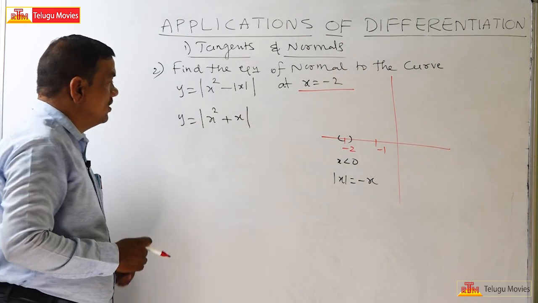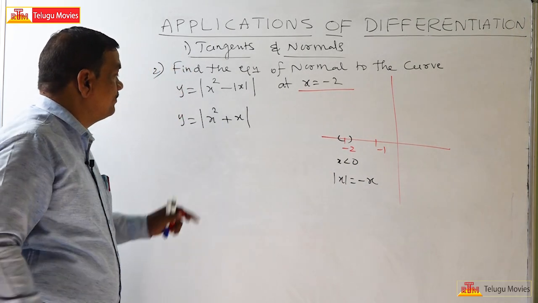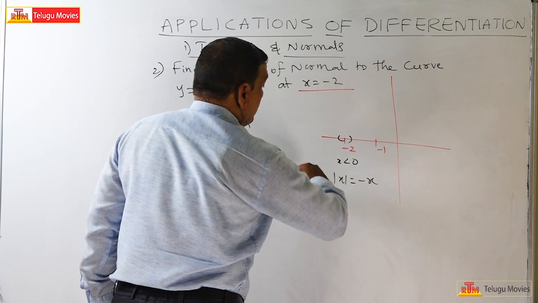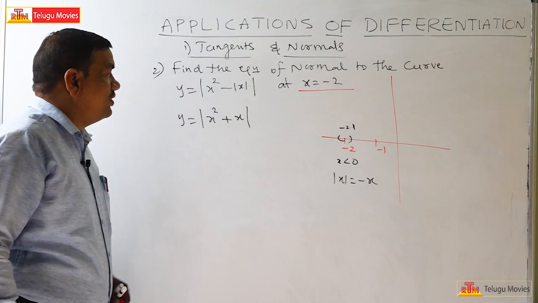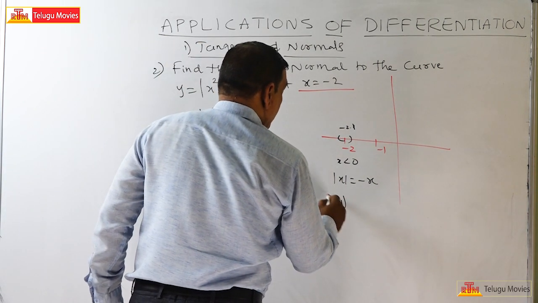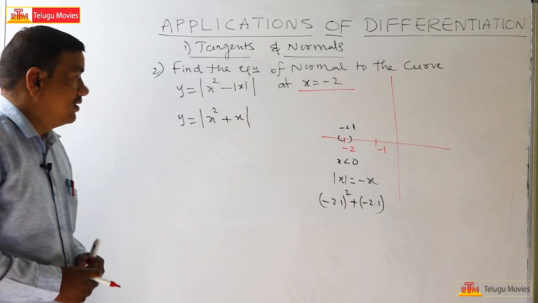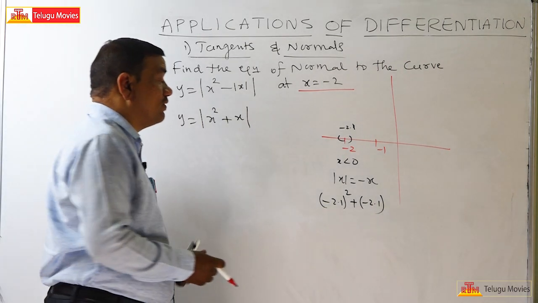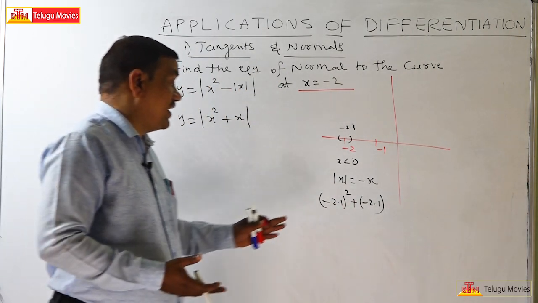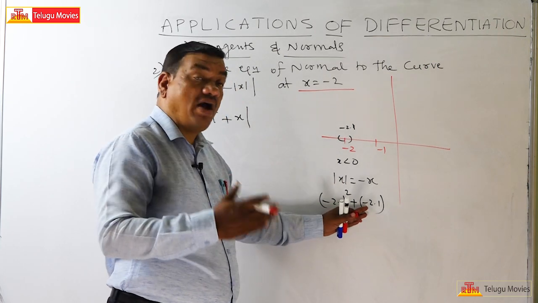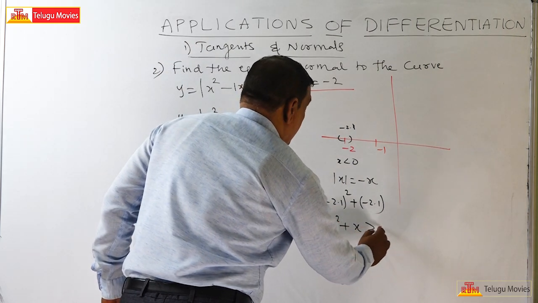Now again, in the neighborhood of x is equal to minus 2, observe here. Let us take any point in the neighborhood of minus 2. If you take minus 2.1 and substitute here, this is minus 2.1 whole square plus minus 2.1. Minus 2.1 whole square means minus will become positive, you will get 4 point something. 4 point something minus 2 point something is positive. That means x square plus x is greater than 0.